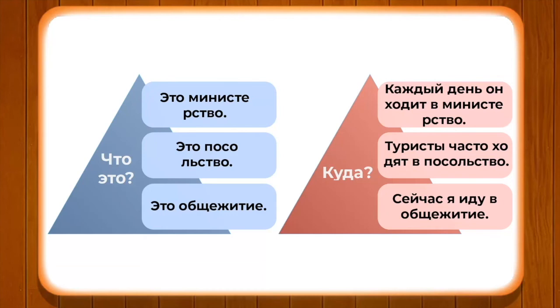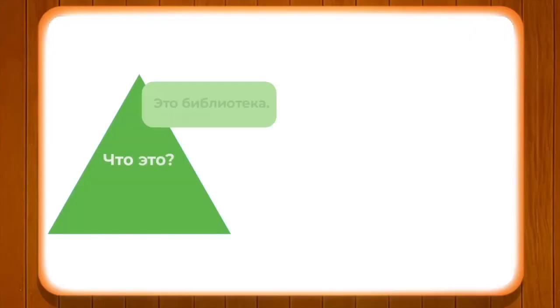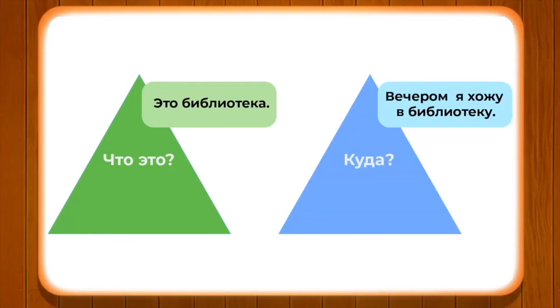Now let's go ahead and pay attention to some of the questions where we will again use что это and куда. Now we will take some examples of feminine gender. We have words like библиотека and деревня. Что это? Это библиотека. Куда? Вечером я хожу в библиотеку. Here you can see that the ending of библиотека has been changed to библиотеку. So вечером я хожу. Where do I go? In the evening, I go to the library. Вечером я хожу в библиотеку.